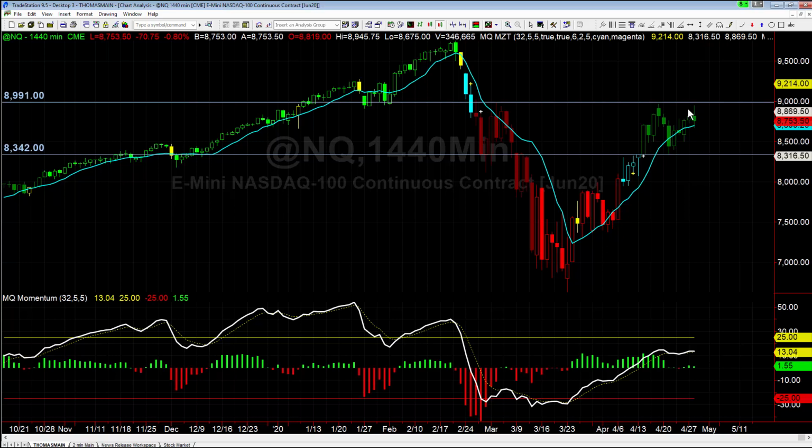Now, that's the resistance to the upside. To the downside, there's a couple different things we want to watch. First off, the major pivot low support around 83.42 on the dailies. That's one of the main places we're going to be paying attention to.